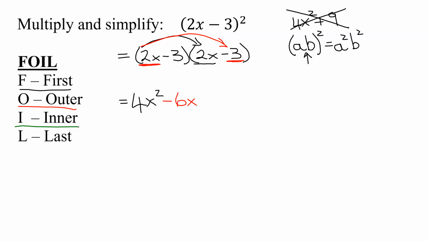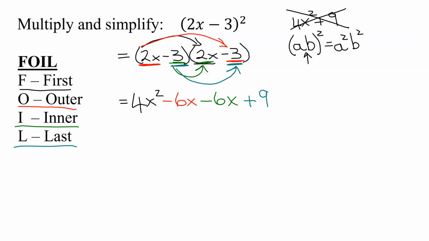Now we have inner terms. That's these two terms. So I'm going to have negative 3 times 2x. And negative 3 times 2x, we just did that, is negative 6x. And then we have L for last. That is the last two terms. So I'm going to multiply negative 3 times negative 3, which is positive 9.